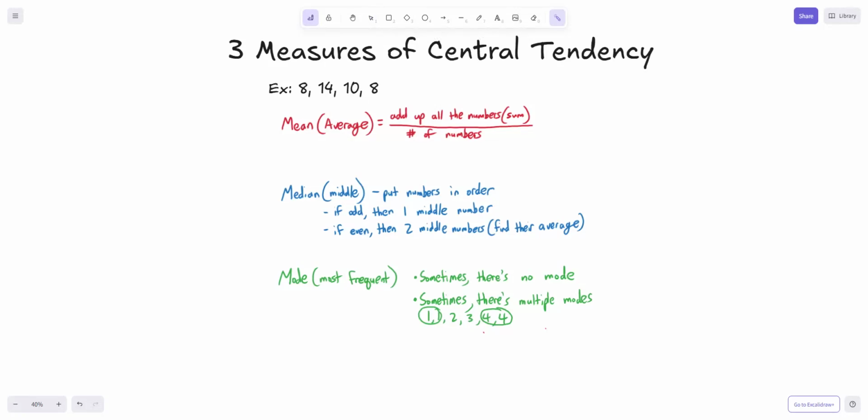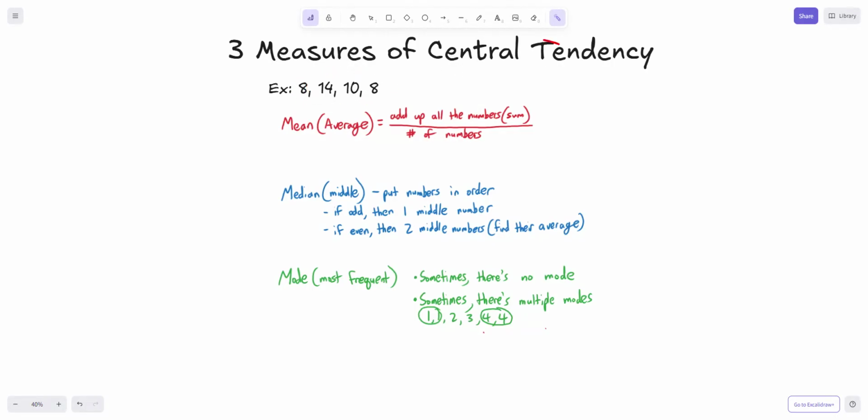All right, this video goes over the three measures of central tendency. A measure of central tendency is basically one number that will represent a bunch of different numbers. So here we have an example of four different numbers: 8, 14, 10, and 8.